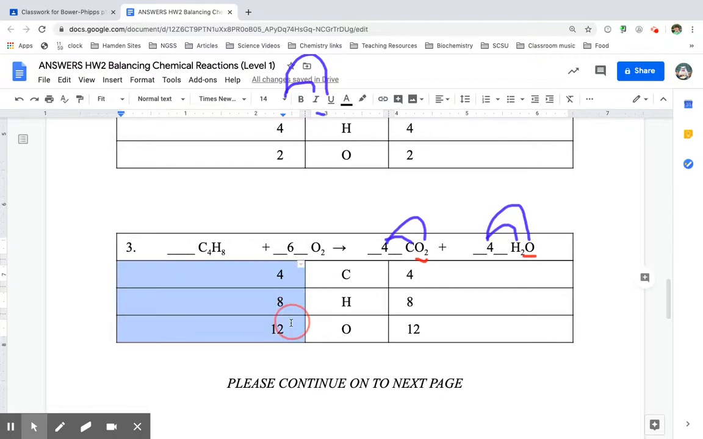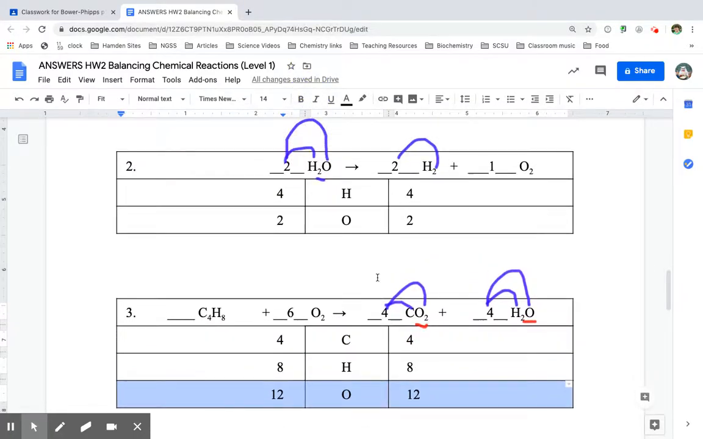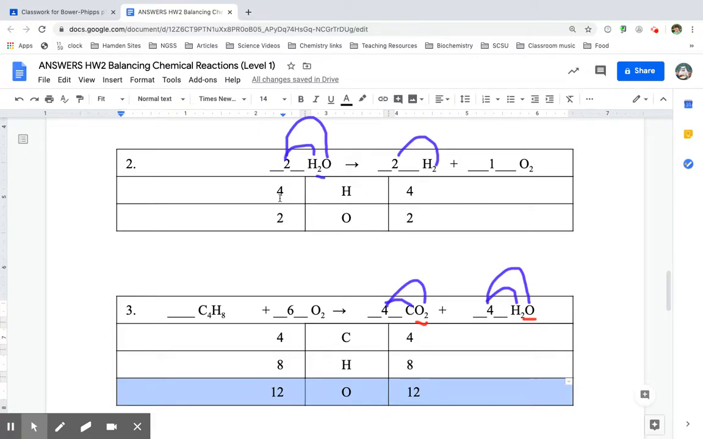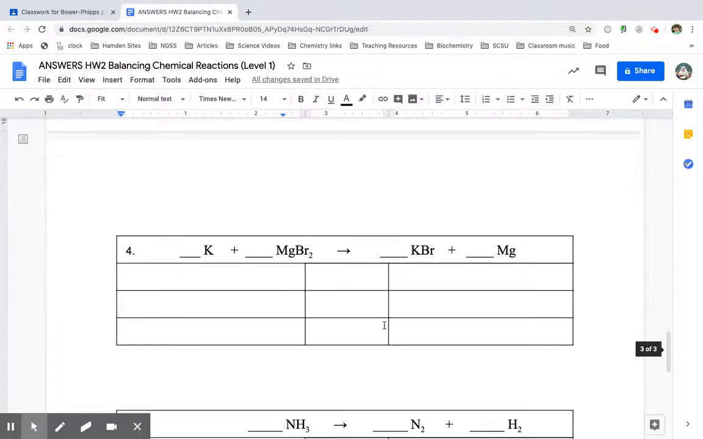Notice that these 4 and 8 and 12 aren't the same number. It's the same across. 4 carbons on the left, 4 carbons on the right. 12 oxygens on the right, 12 oxygens on the left. So it doesn't have to be the same number up and down, but it does need to be the same number across. Let's try some more.